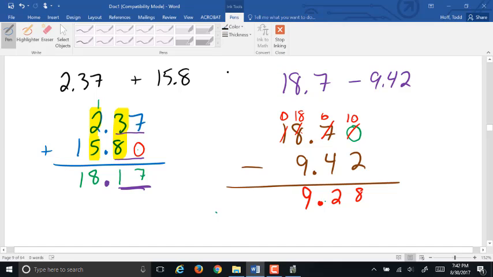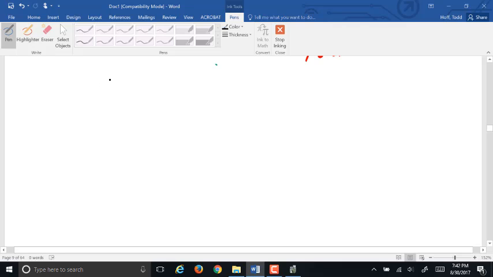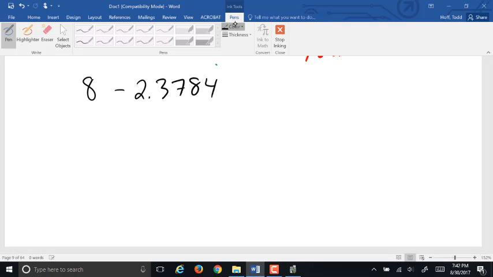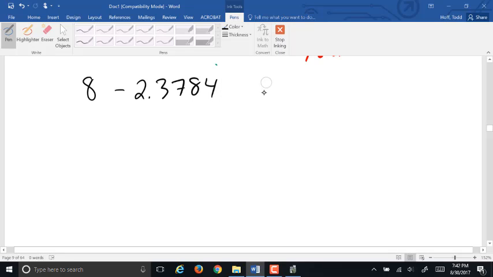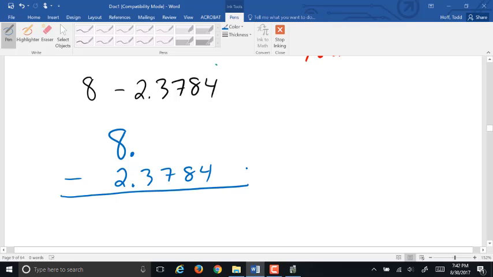One more example of subtraction I want to make sure I show you. Looks like this. Something like that. 8 minus 2.3784. Where's the decimal point in the 8? At the end of the number. If there's no decimal point there, it goes at the end. So I have to line that up with the 2.3784. And I do have to fill in those missing decimal places with zeros.